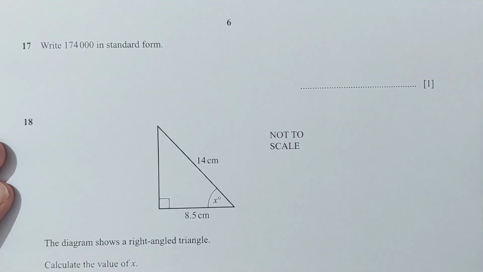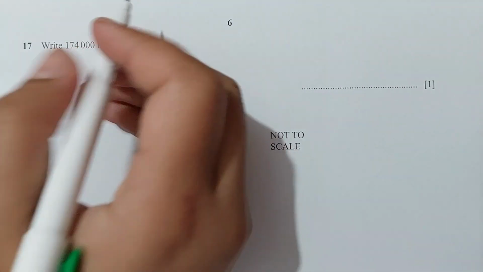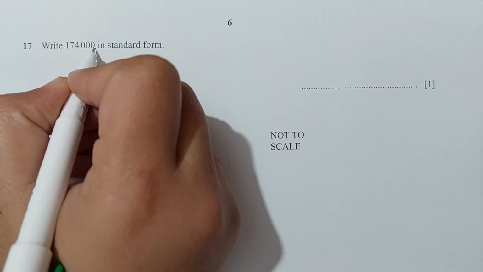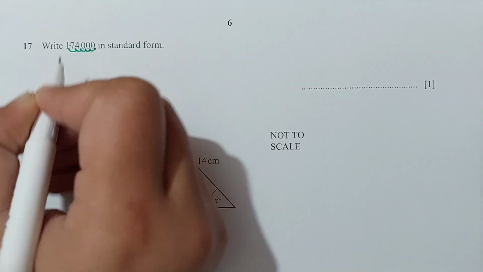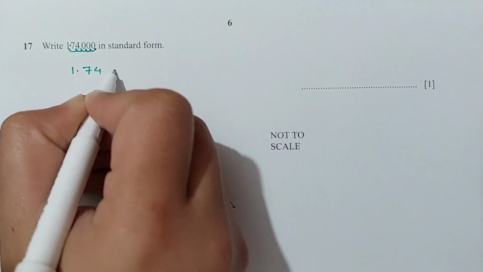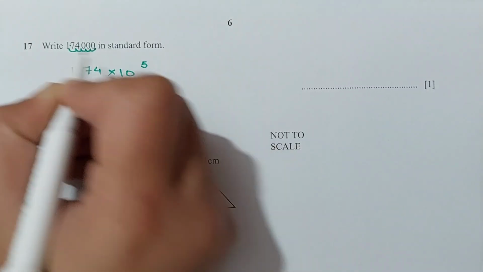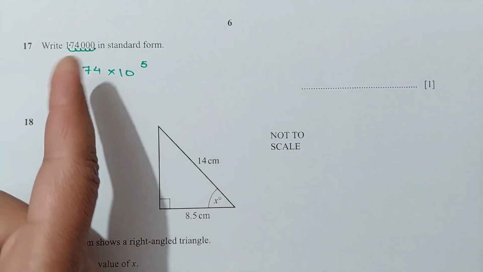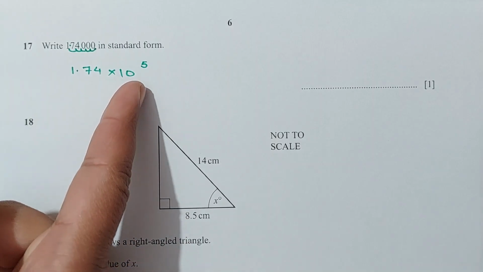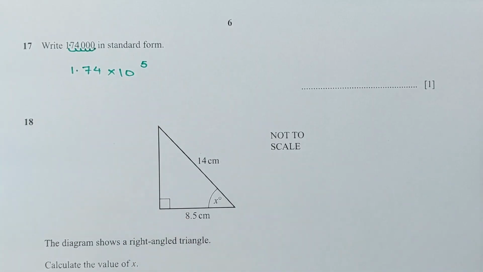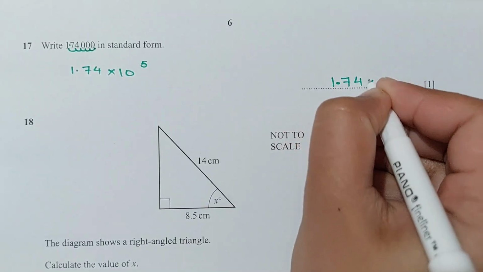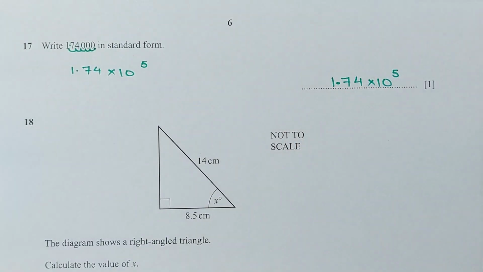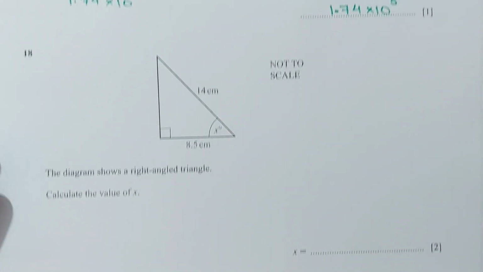Question number 17. Write the number in standard form. Put the decimal point at the end and move 1 unit, 2 units, 3 units, 4 units and 5 units. 1.74 times 10 to the power 5. 5 units moving to the left. When we are moving to the left, we have to keep the power positive, and towards the right, we have to keep it negative. So this is 1.74 times 10 to the power 5.